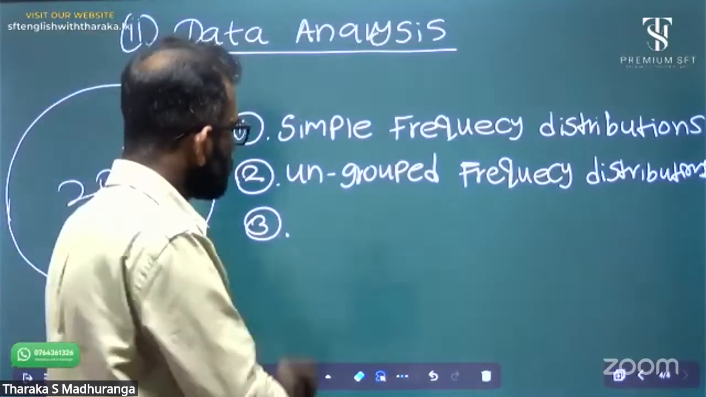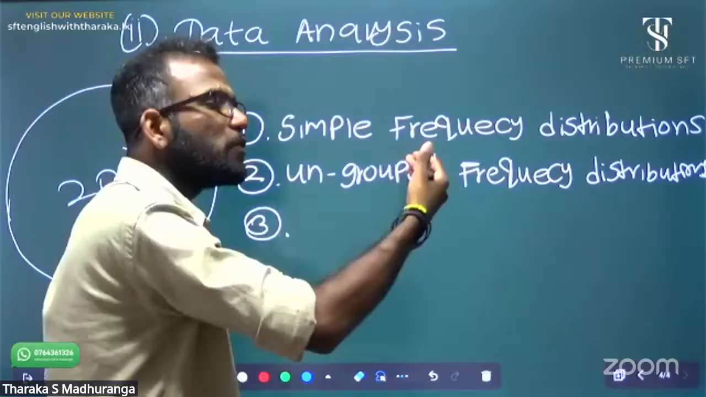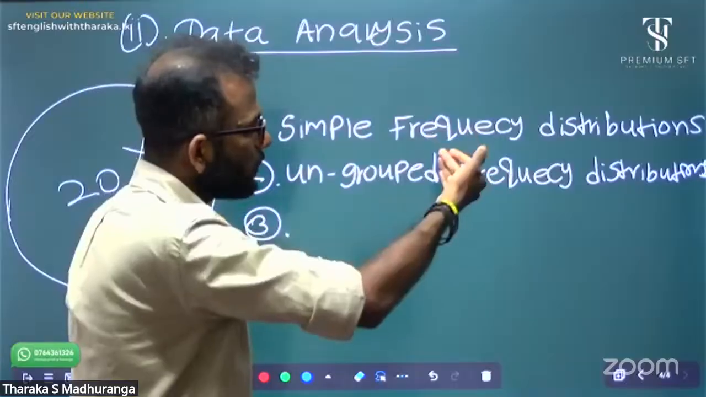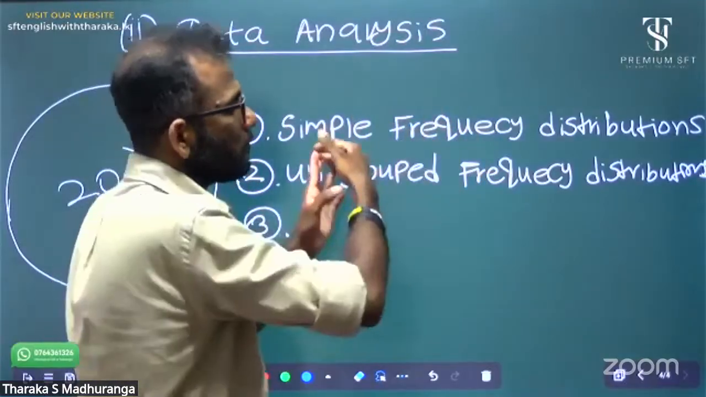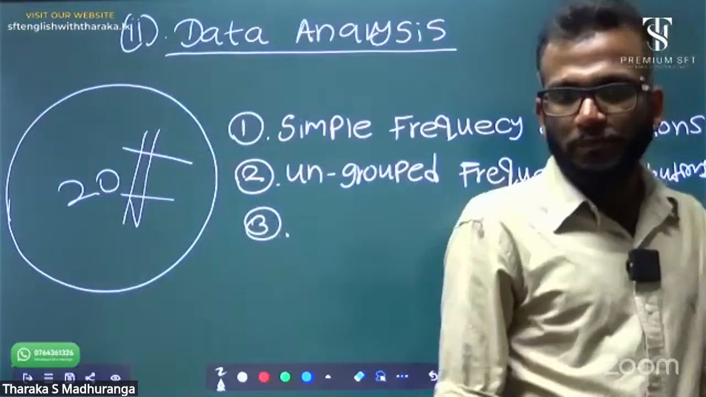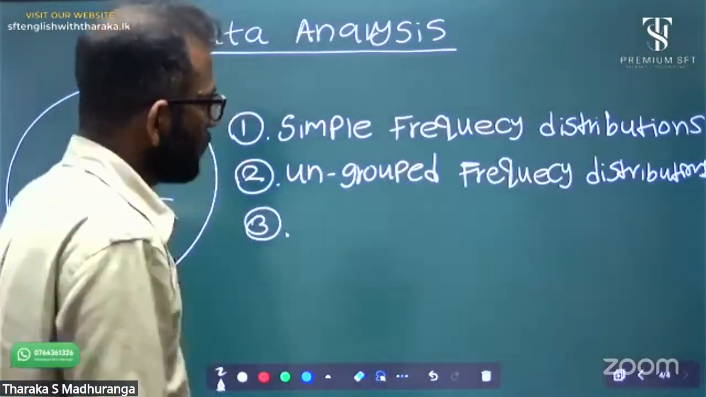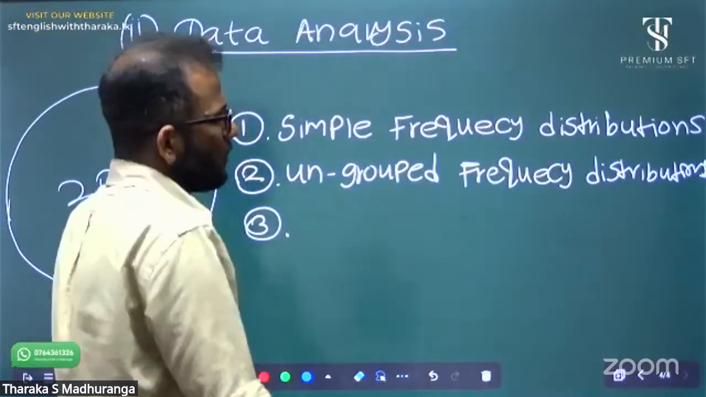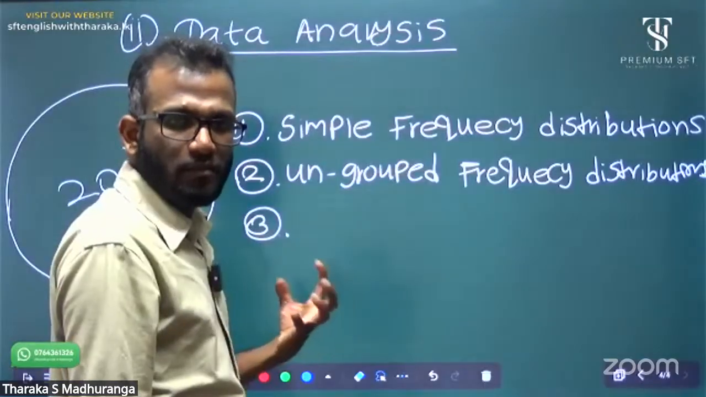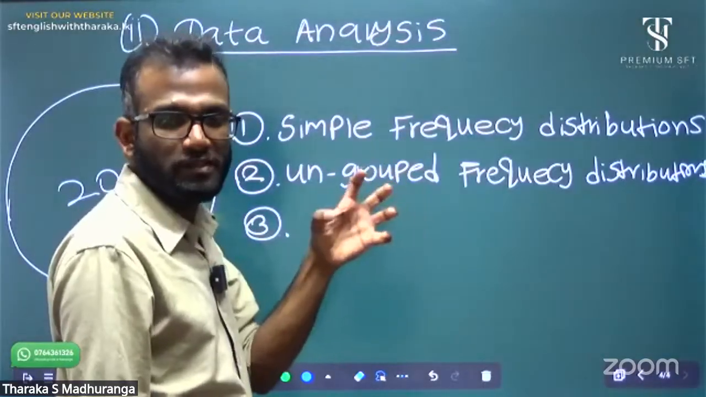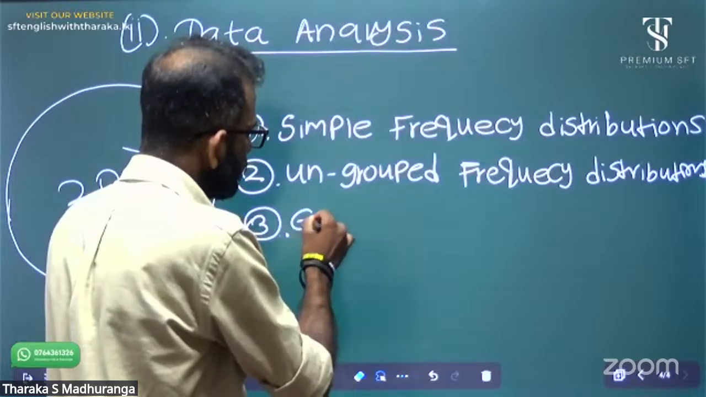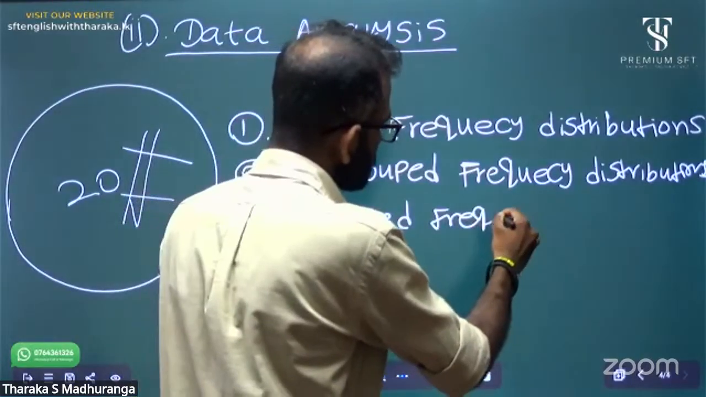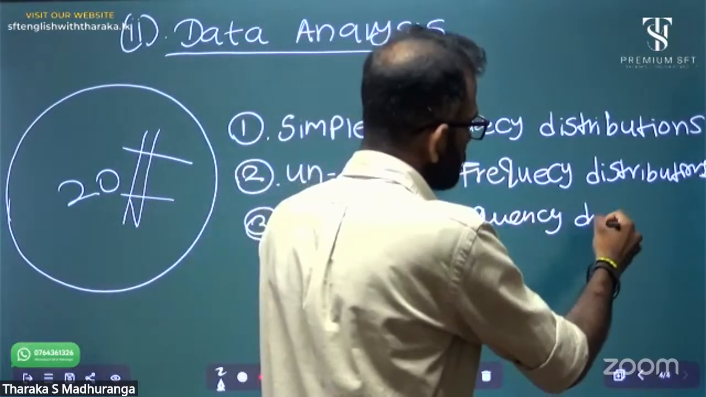Okay, the final one. When the number of data is more than 50. More than 20 and up to 50, we can still manage by ungrouped frequency distributions. But when the number of data is more than 50, we can't manage without grouping. We have to group this data. The final one, grouped frequency distributions.